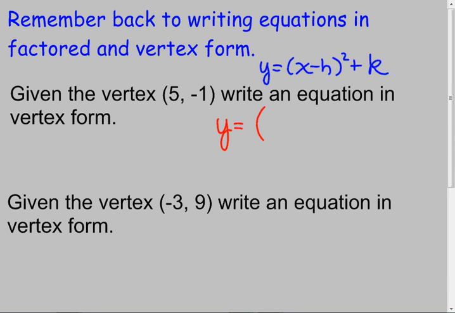Now, what am I going to put in for x? Sorry. This is h, and this is k. Okay, India, do you know what to do? What am I going to put in for h? It's x. Is it +5 or -5? -5. Excellent. Plus what? -1. K is exactly what it is. So it's x - 5 squared - 1.